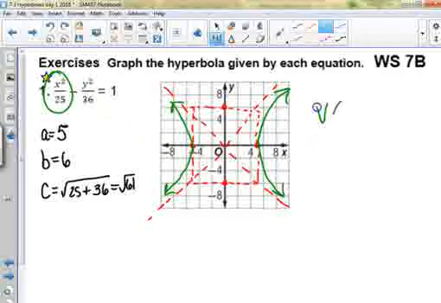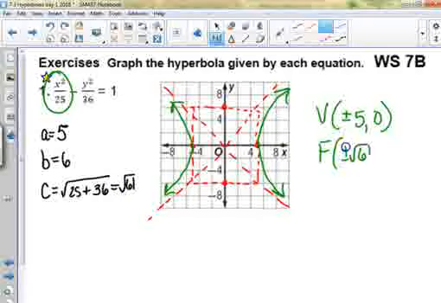So the vertices are at plus or minus 5, 0. Where are the foci at? Everybody know that? Plus or minus square root of 61, 0, which is almost 8, I think. Okay, almost 8.